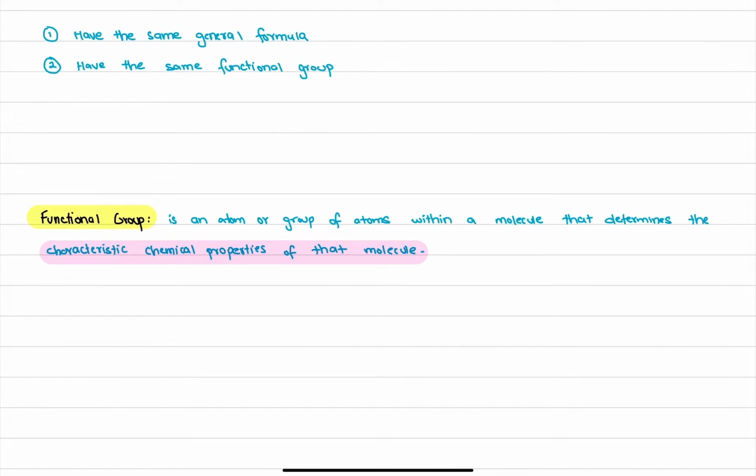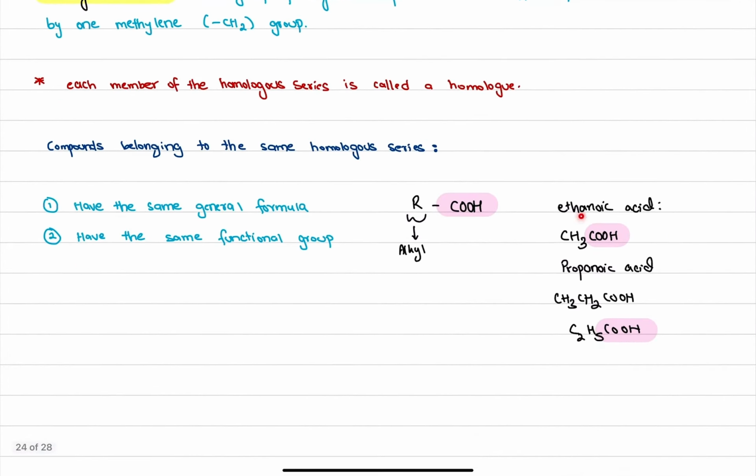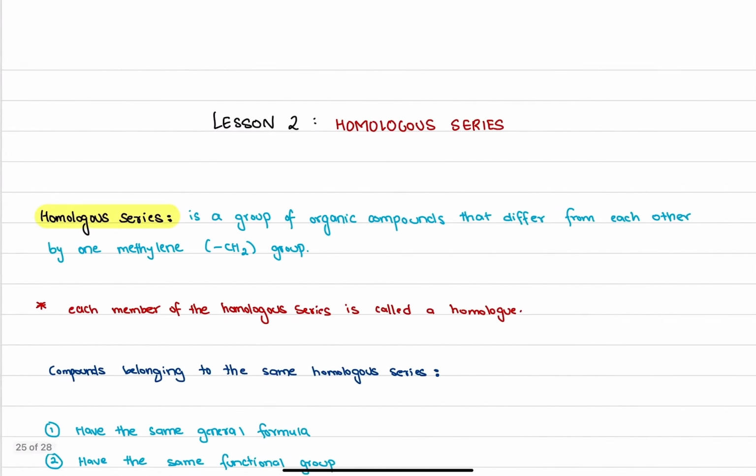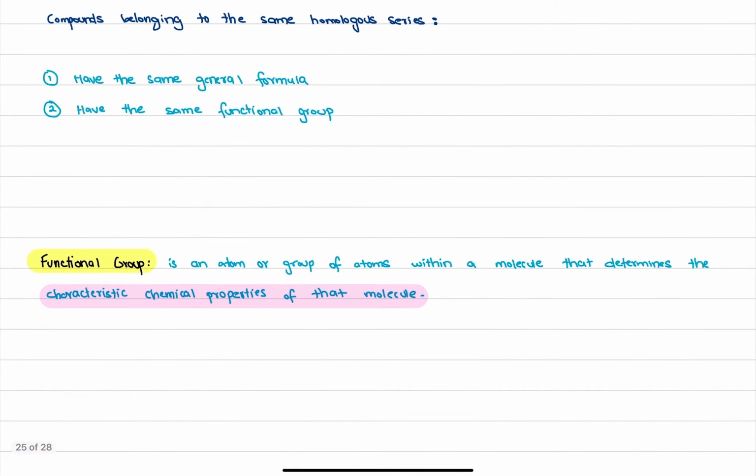So, it will determine which reagents this organic molecule will react with. For example, carboxylic acids right over here will react with alcohols to form esters. This is again a reaction which you have already done in your O levels. So why is this organic compound reacting with alcohols to form esters? Because of this carboxylic acid group. So this is what we mean when we say that this is an atom or a group of atoms which will determine the characteristic chemical properties of that molecule.